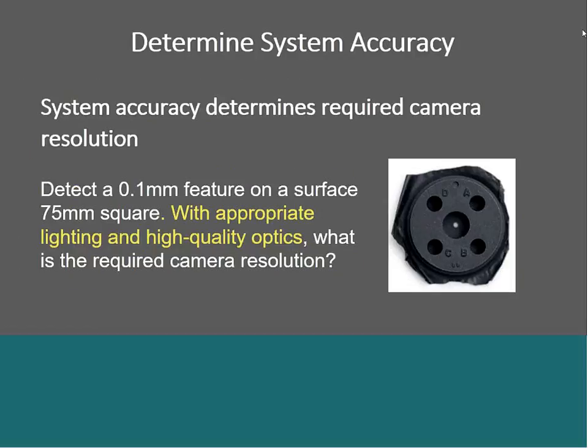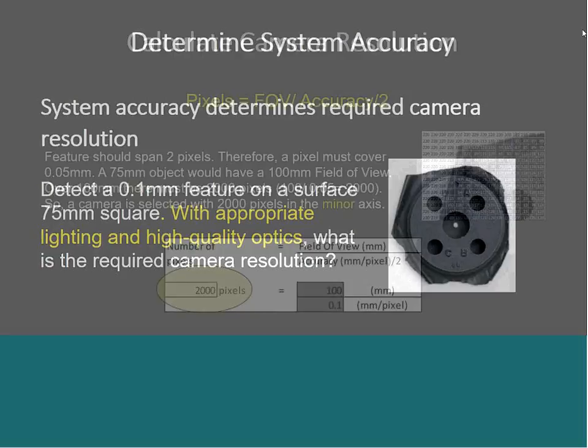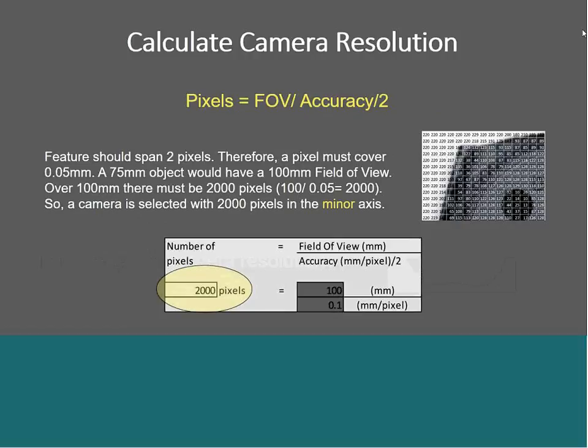The first step is to determine system accuracy. System accuracy is going to drive what the camera resolution is. For the sake of our example here, let's just say we want to detect a 0.1 millimeter feature on a surface that's 75 millimeters square. And assuming, see here in yellow, we're assuming the appropriate lighting and high quality optics, what is the required camera resolution? For camera resolution, pixels equals field of view over accuracy over 2.